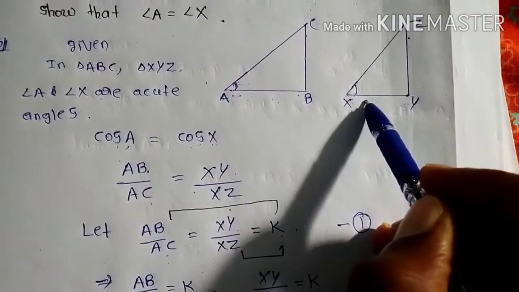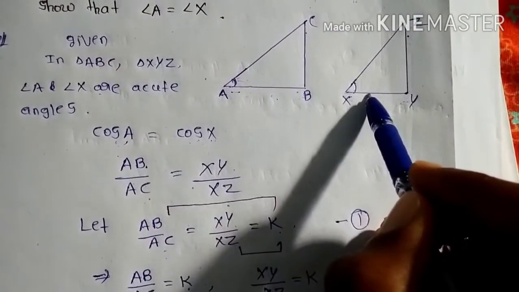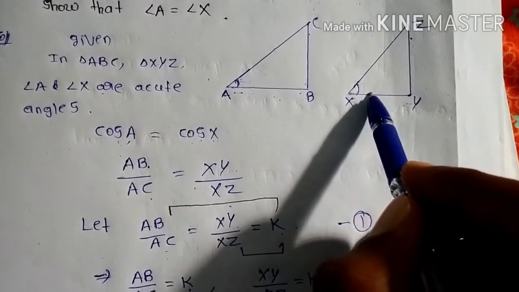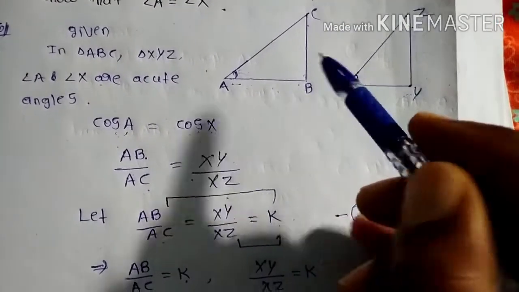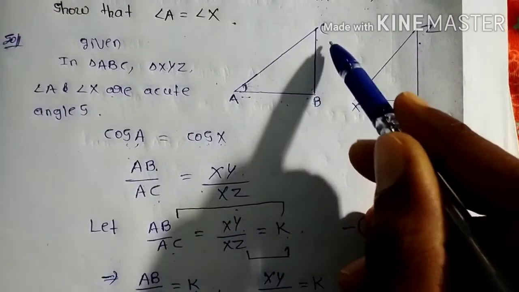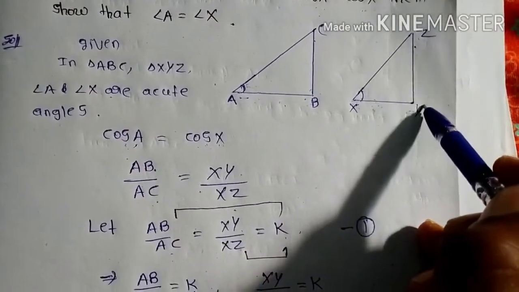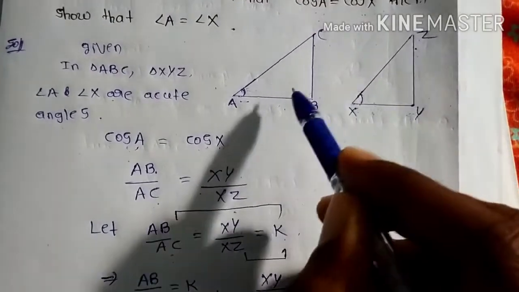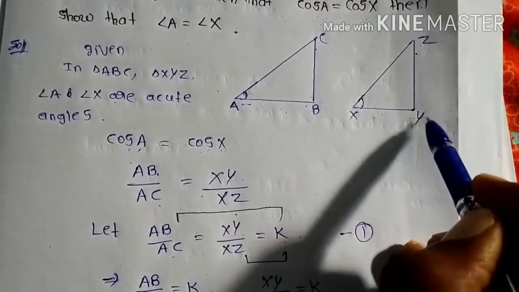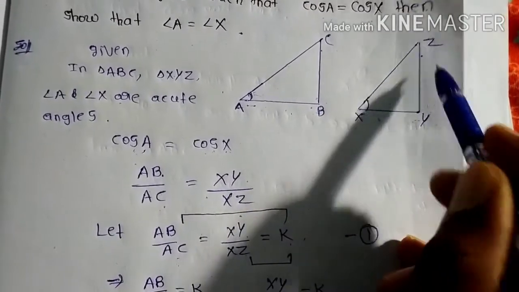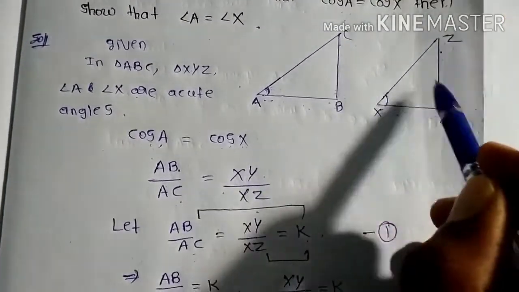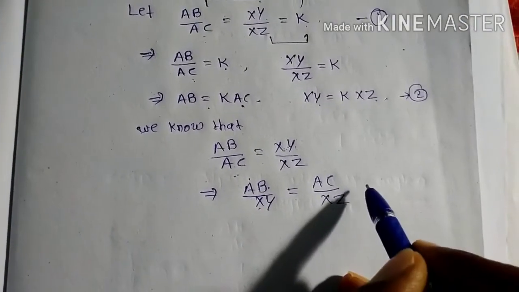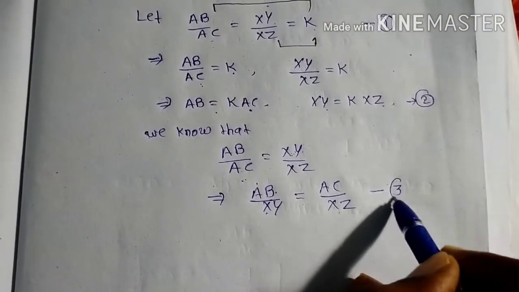Already we know that two of the sides in the corresponding triangles are proportional, or not? Yes. So we need to prove one more side, that means BC by YZ. We can prove BC by YZ is equal to AB by XY or AC by XZ. We need to prove one more side. This is equation 3.